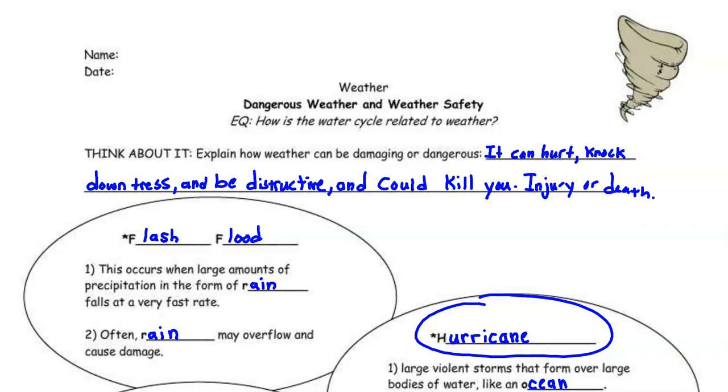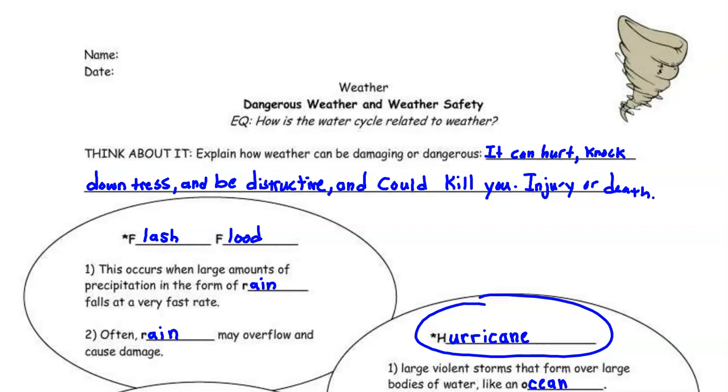In our recent study of weather, we read about dangerous weather and weather safety, with our main question being, how is the water cycle related to weather? In this case, weather that's dangerous. The first think about it question is explaining how weather can be dangerous or damaging.